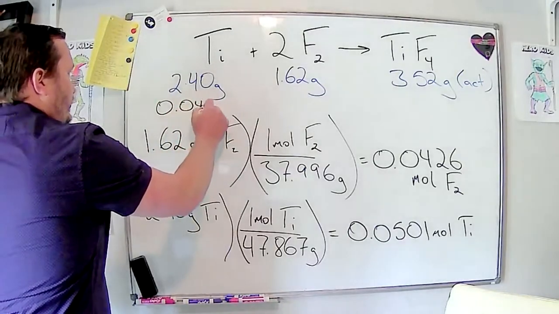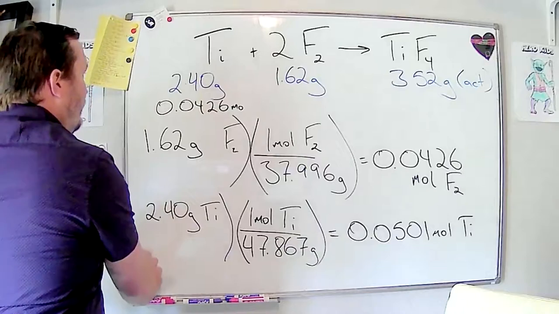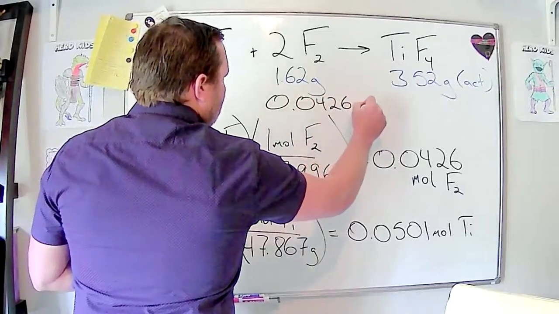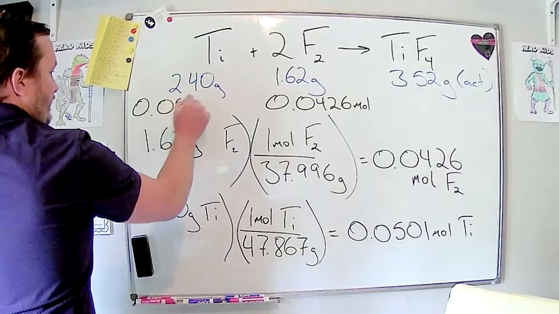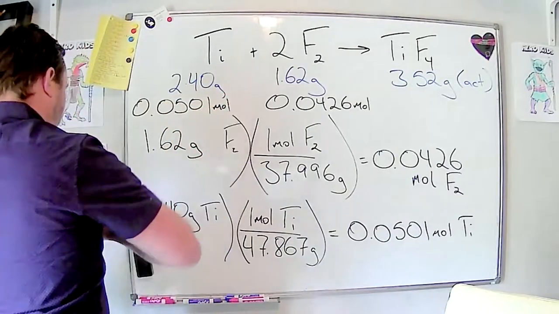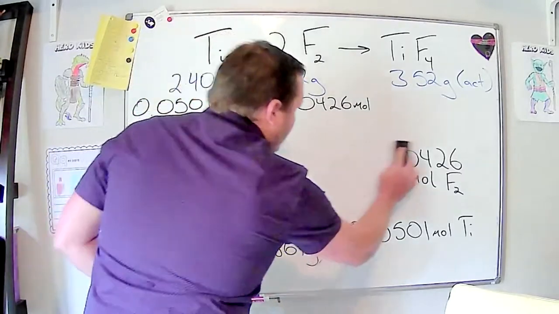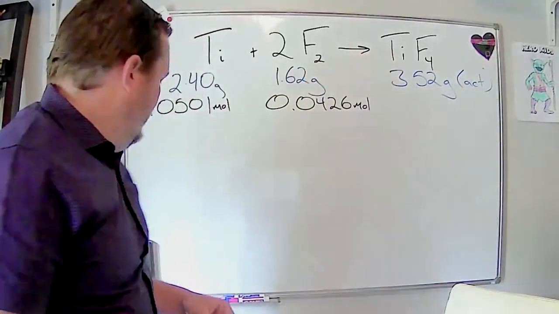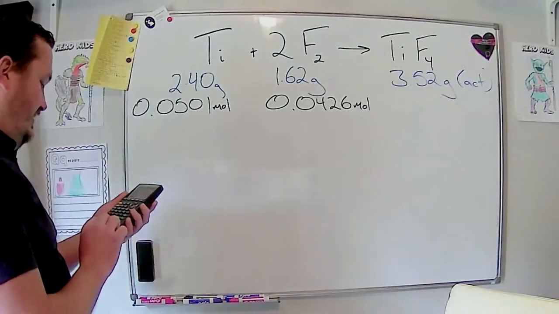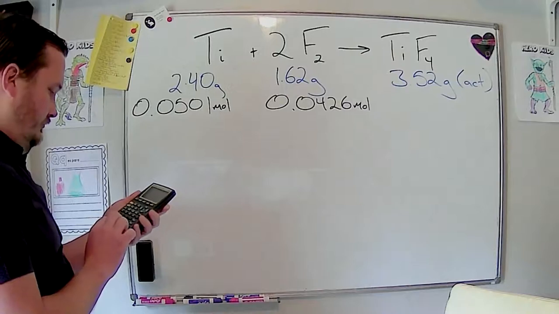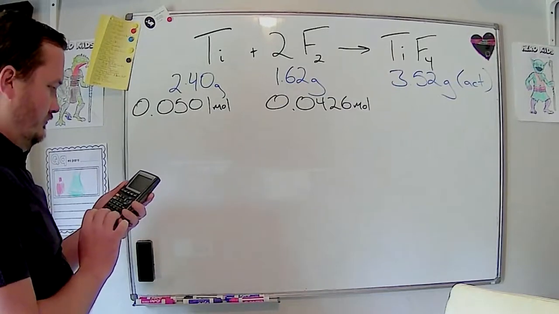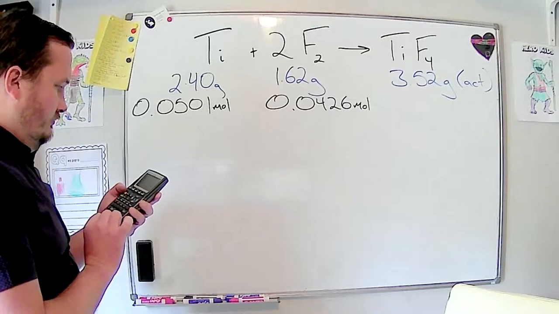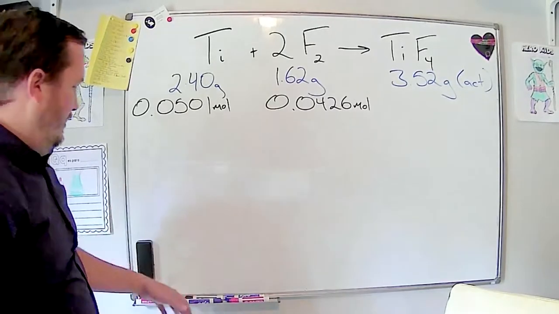So 0.0426. It helps if you get the right moles with the right compound. And I didn't show the conversion to get to moles of titanium for fluoride, but it's going to be the same process. Get 0.028 moles of product.